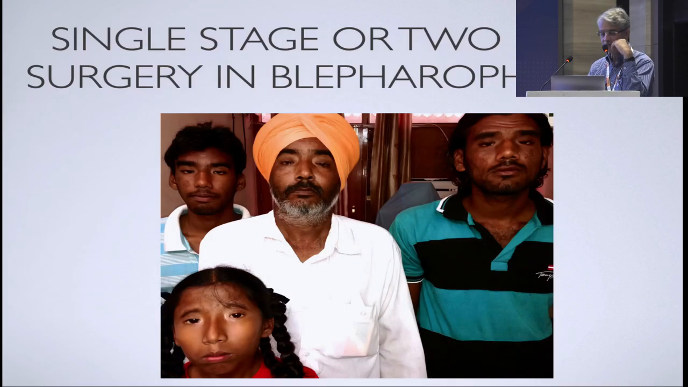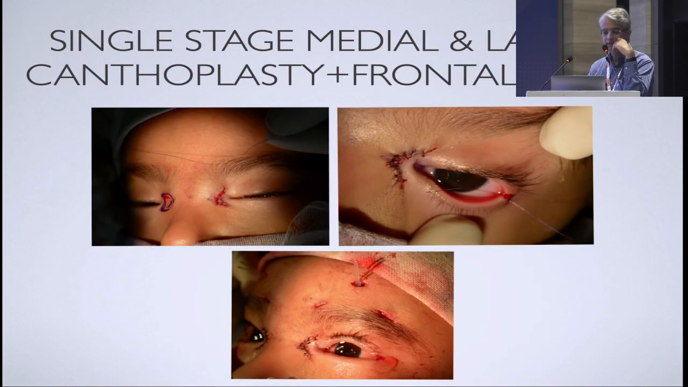Last controversy, or rather confusion, is whether to go for a single stage or a two stage surgery in blepharophimosis. Traditionally, we were taught to go for first canthoplasty and then go for a sling surgery. But now, there is no serious logic to wait for a long time between the two surgeries, and one can combine both the surgeries as a single stage.